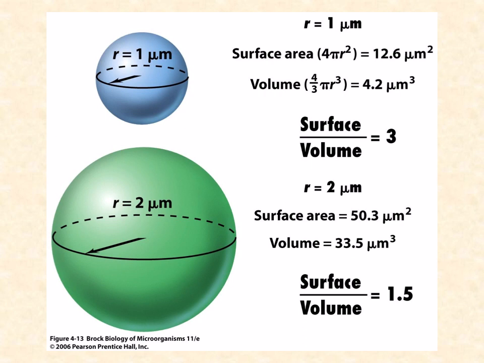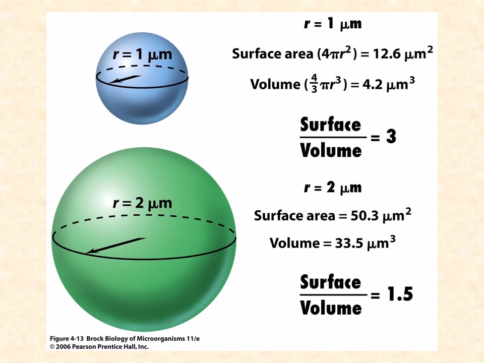So let's take a look at this. In the sphere on top, we've got a radius of 1 micrometer. 1 micrometer radius leads to a surface area of 12.6 square micrometers and a volume of 4.2 cubic micrometers. Now let's increase our size by increasing the radius. We'll double the radius. We've got a much larger cell now on bottom, and we see that our surface area jumps from 12.6 square micrometers up to 50.3 square micrometers. That's an increase of about fourfold just by doubling the radius.